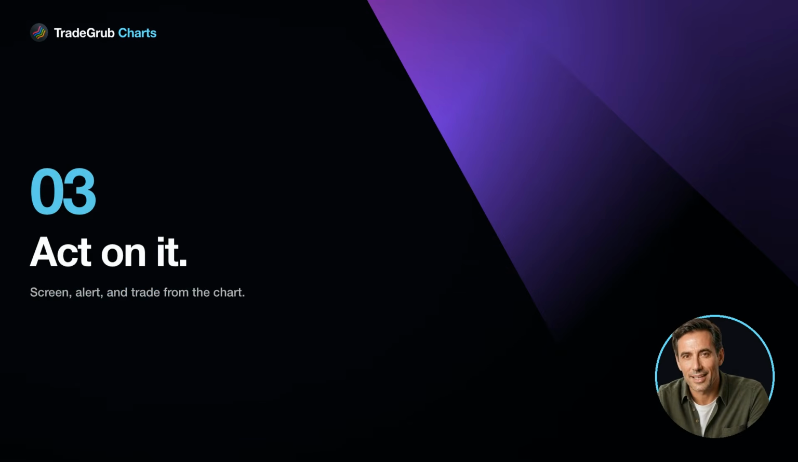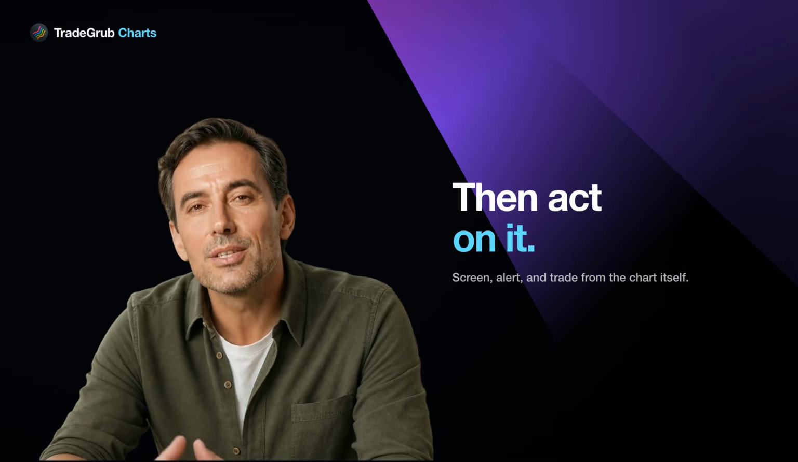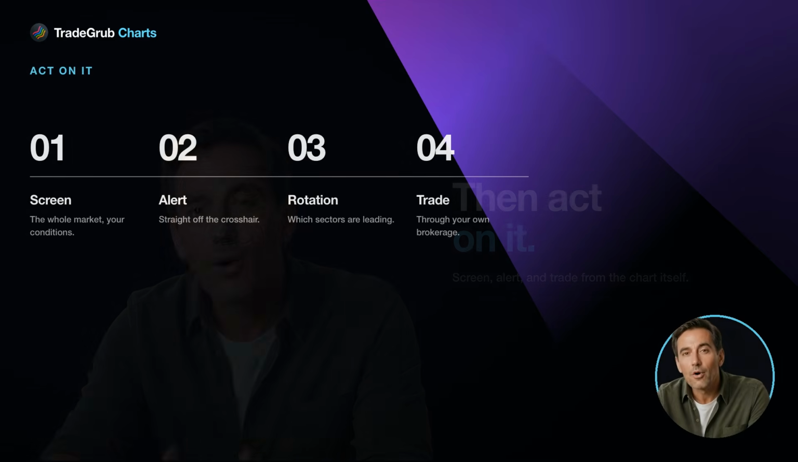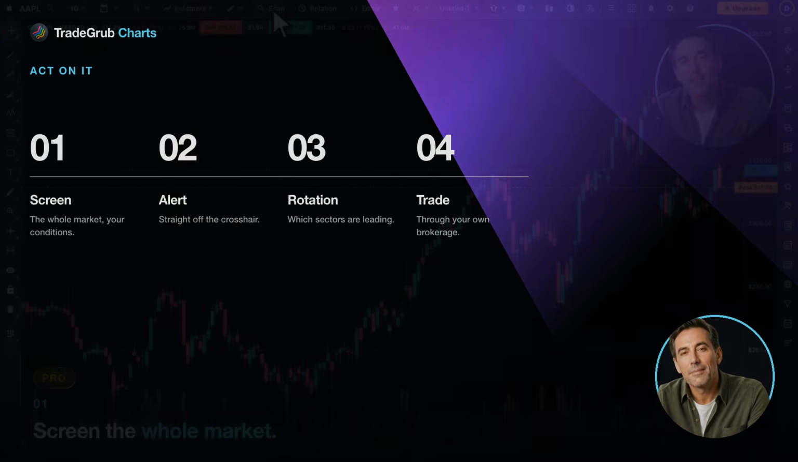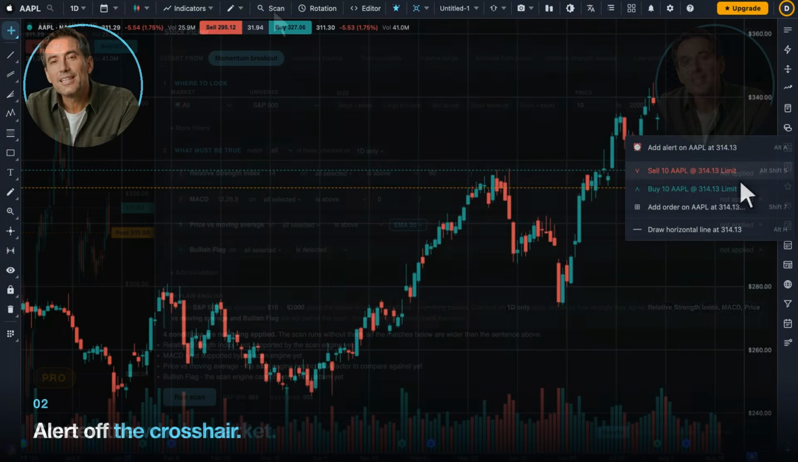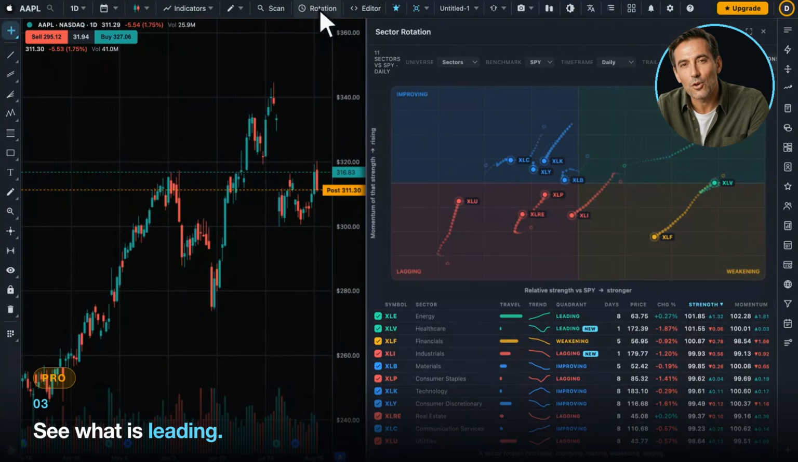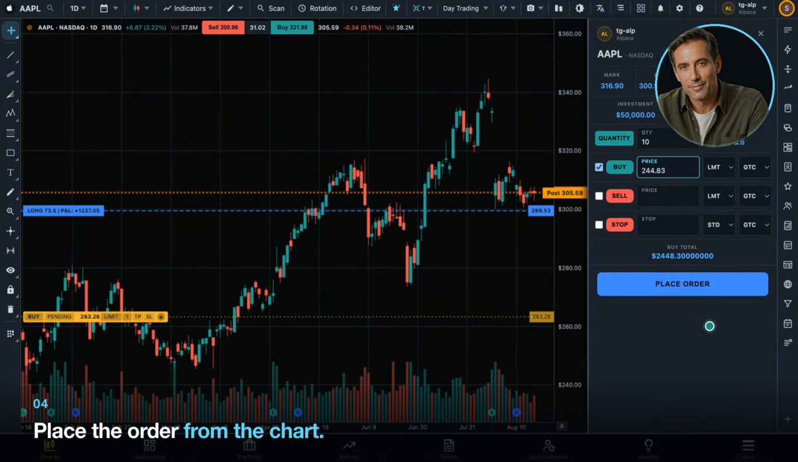3. Act on it. Set an alert straight off the crosshair, and it watches the price for you. Screen a whole market down to the names that meet your conditions. See which sectors are leading. Those 2 sit on the pro side. Then connect your own brokerage and place the order from the chart itself.